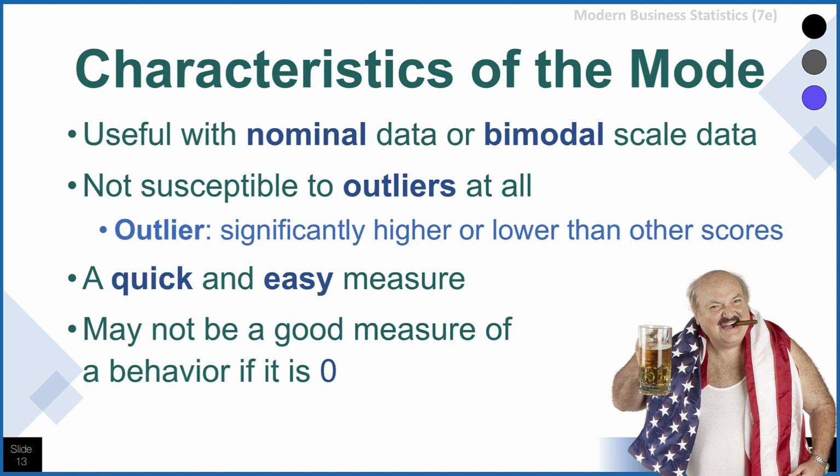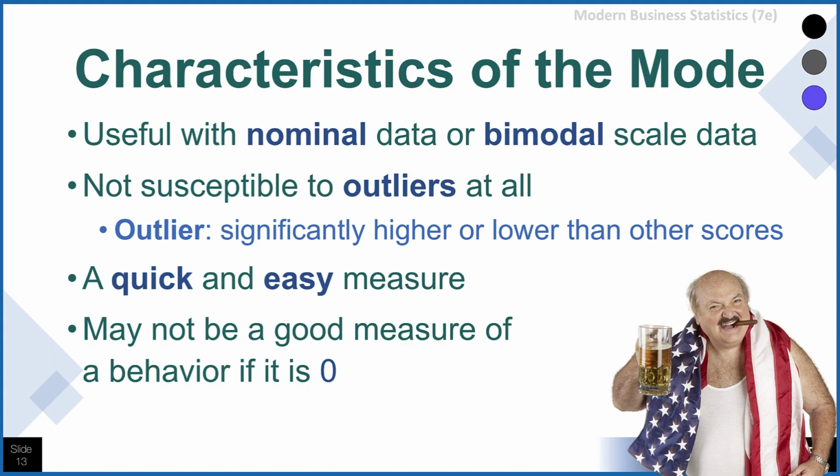So what are the characteristics of the mode? We use the mode most often with nominal data, or if we have scale data that has more than one mode. It's not normally distributed. The reason why we might choose the mode is because it is not susceptible to outliers. If you add a very large score to our distribution, it doesn't touch the mode at all. It is a quick and easy measure of central tendency, although it may not be a good measure if the behavior that we're measuring is 0.